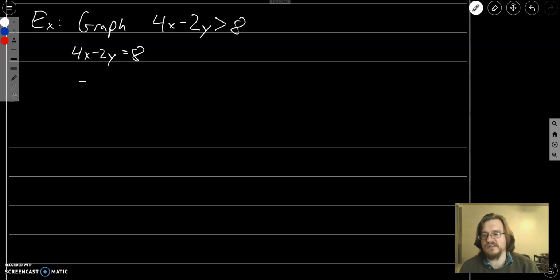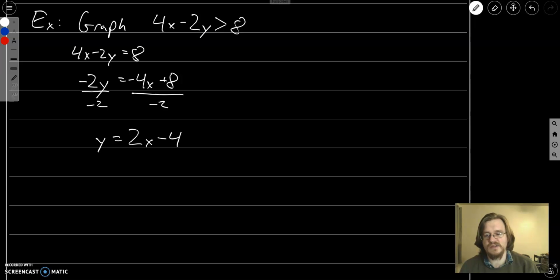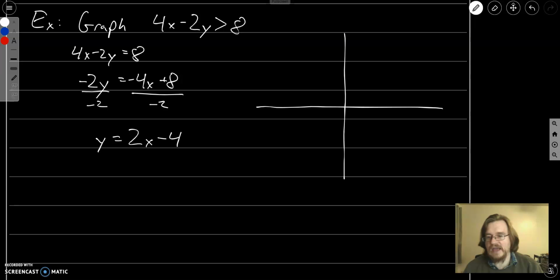So let's move the 4x to the other side. I'll subtract 4x from both sides. And then I'll divide everything by -2. So divide by -2, divided by -2, and we get y. The -2's cancel. -4 divided by -2 is 2, and 8 divided by -2 is 4. So we now have, let's draw a better line, like this. Our intercept is going to be at -4. And our slope is going to be 2.